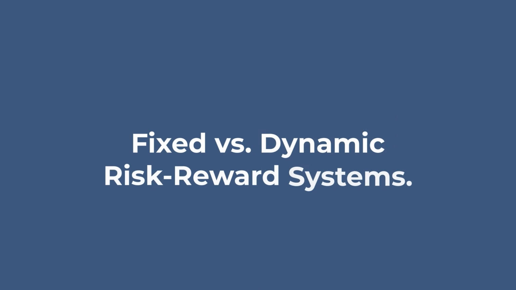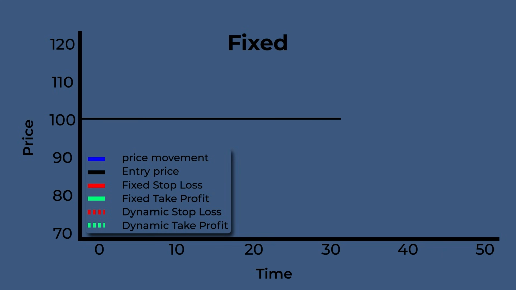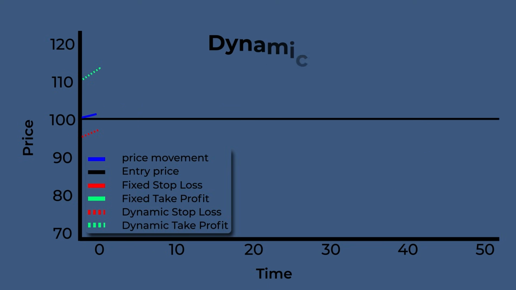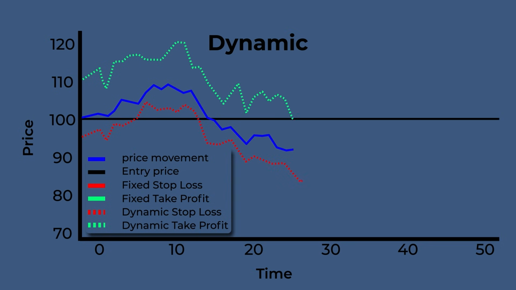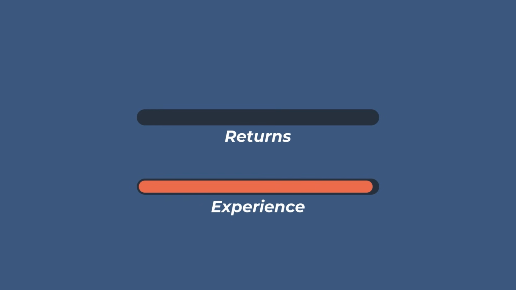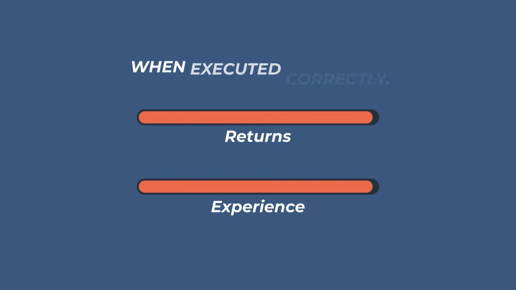Fixed versus dynamic risk-reward systems. A fixed risk-reward system, where you always aim for the same ratio, e.g., 2-to-1, can instill discipline and structure, especially for beginners. It teaches you to stick to your plan, resist moving stop losses, and manage your emotions. Dynamic systems, on the other hand, adapt to market conditions. For example, trend-following strategies often have a variable risk-reward profile, aiming to let profits run while cutting losses short. While these systems require more experience and flexibility, they offer higher potential returns when executed correctly.